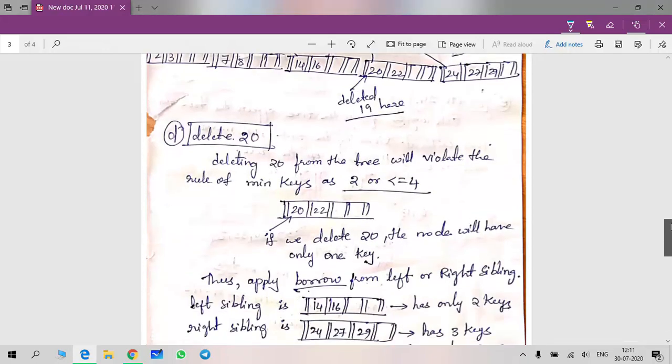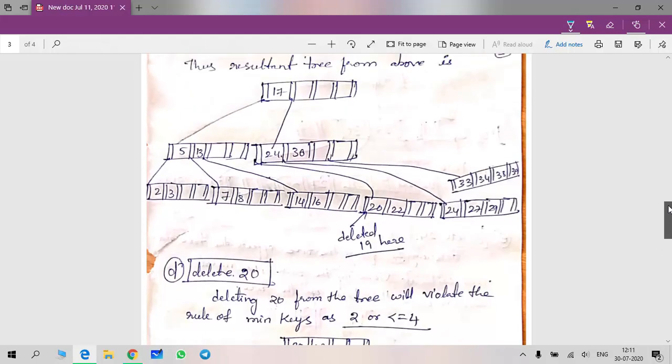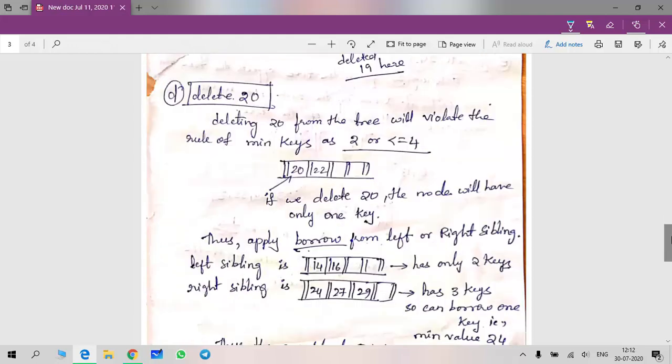Now let us try to delete 20 from the existing tree. See, where is 20? The 20 is here, right? So when we delete 20 from here, this node will be left with a single value, but it is violating a rule, that it must have 2 or 3 or 4. Deleting 20 from the tree will violate the rule of minimum keys, as it must be 2 up to 4. So if we delete 20, the node will have only one key, that is 22.